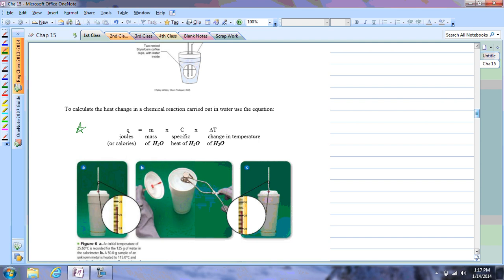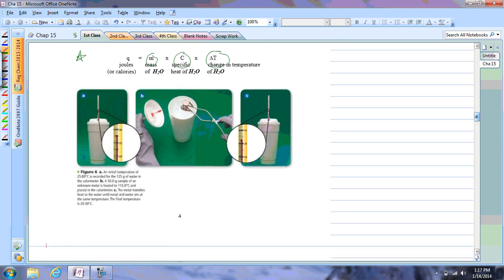So if we know the mass of the water, if we know the specific heat of water, and we know the change in temperature of the water, we can figure out how much heat the water absorbed. Well, the amount of heat the water absorbed is exactly the same as the amount of heat the object gave off. So down below, we're going to solve this problem. Q equals M times C times delta T. But in this case, we're talking about the water.